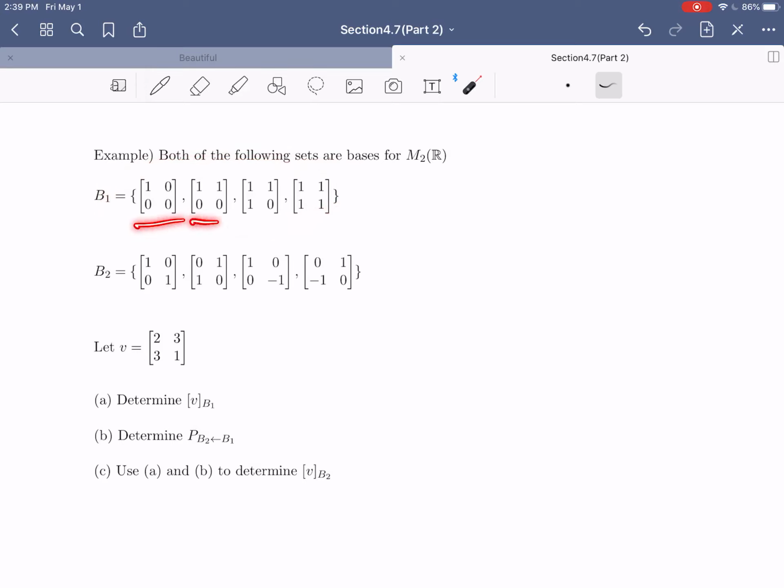It certainly has the right amount. We know that the dimension of M2 of R is 4, and we've got 4 vectors here. You would need to prove on your own that this is linearly independent, and that'll assure that it's also a spanning set since the dimension equals the number of vectors.